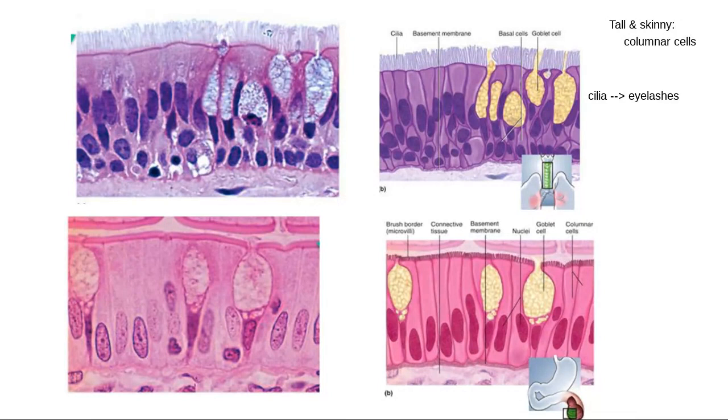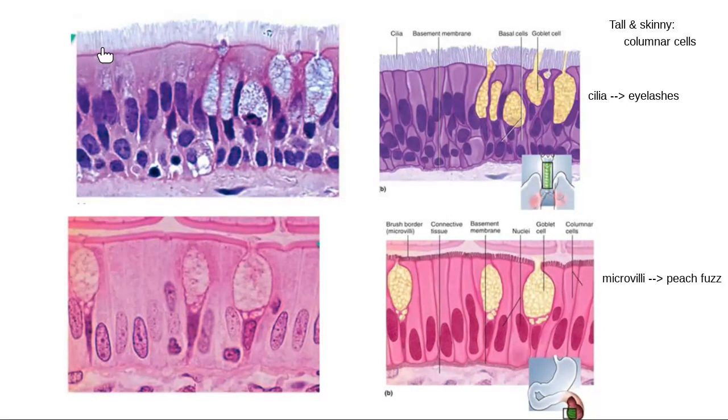The other thing that columnar cells might have on the top of them, though, is what we see on this picture. And these are things called microvilli. When you're looking at tissue that has microvilli in it, this is going to look a little bit more like peach fuzz. So notice how I've got these long, skinny eyelashes up here. These are my cilia, versus that peach fuzz that I see on the top of these cells here.